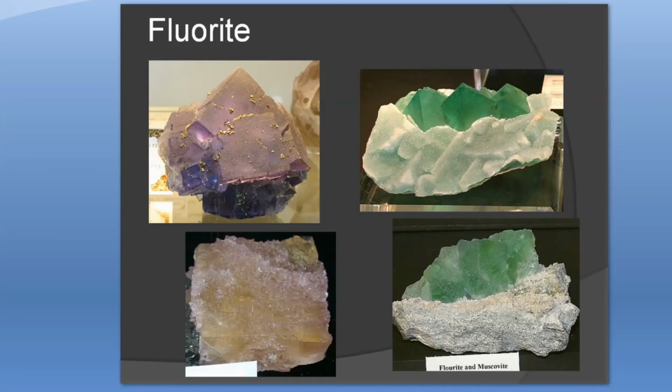It's actually mined for its fluorine content. It's calcium fluoride, those are the elements that make up fluorite, and it comes in just a wide variety of colors and often makes some really beautiful crystals. And you can see these examples here. It's the mineral that goes in when they put the fluoride in your toothpaste. This is what it comes from.